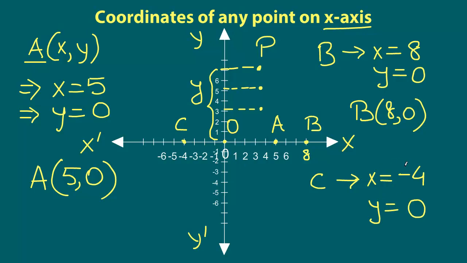So in general, what we see is that whenever we have any given point which is actually on the x-axis itself, these points will have an x coordinate and the y coordinate value will be 0. There will be only an x coordinate component. And if the point is on the right side, that is, if the point is on OX, it will be a positive value. If the point is on OX dash, it will be a negative value.